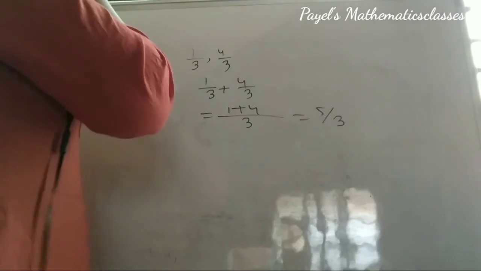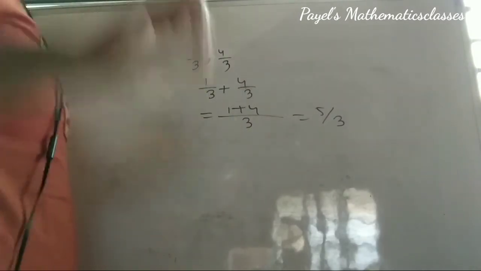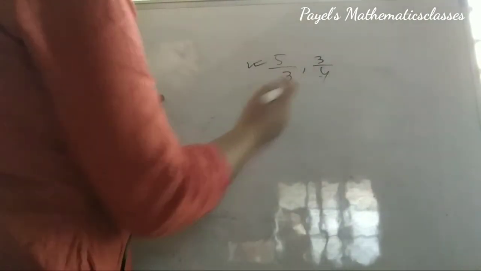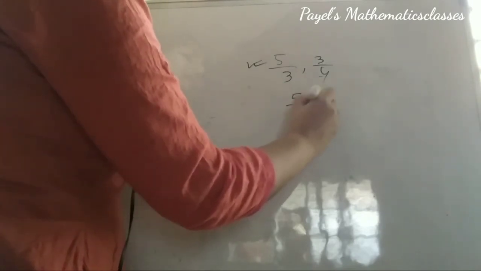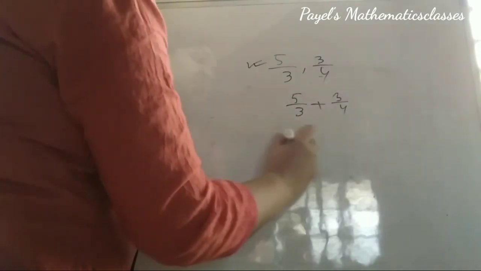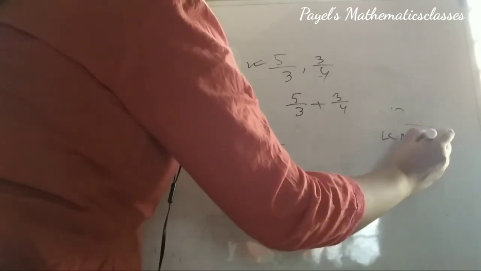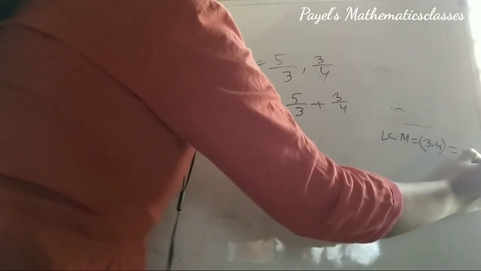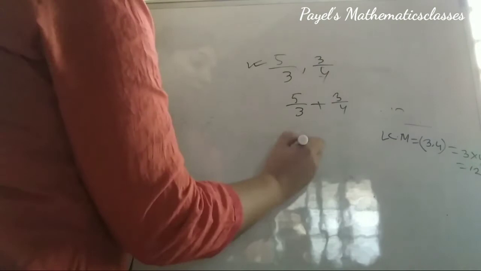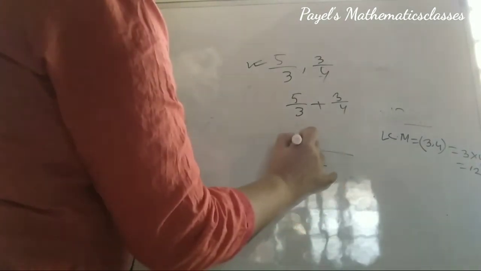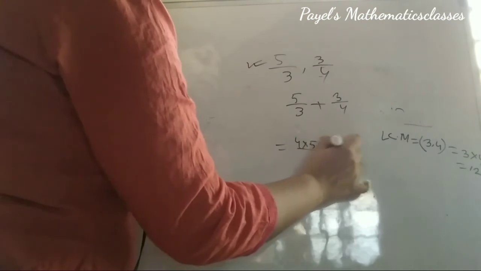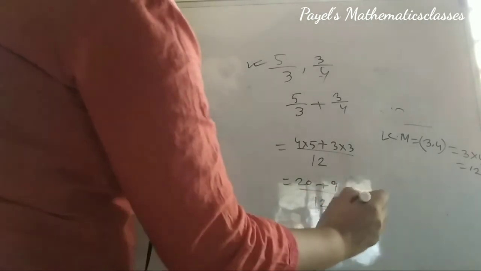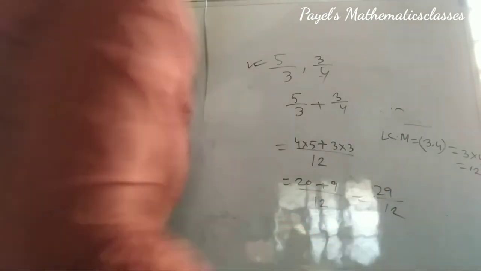Now we will add two rational numbers where the denominators are not the same. See, we take the two numbers 5 by 3 and 4 by 3. Now I will apply the summation to these two numbers. The LCM of 3 and 4 is equal to 3 into 4, which is 12. Okay, then what will happen? 12. After that, 4 into 5 plus 3 into 3, 20 plus 9 by 12. Then we will get 29 by 12.